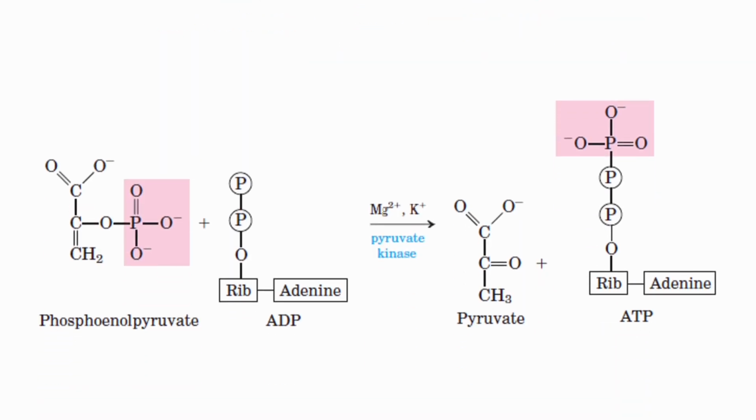Our last step uses the enzyme pyruvate kinase, which transfers the phosphate from phosphoenolpyruvate to ADP to form pyruvic acid and ATP, our final product.